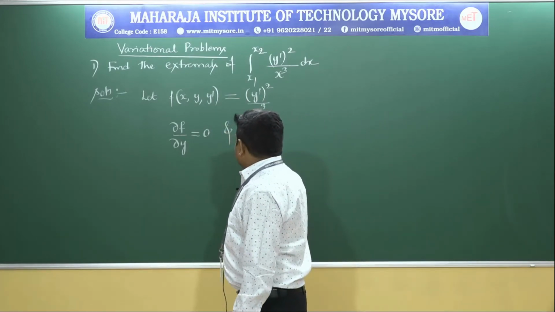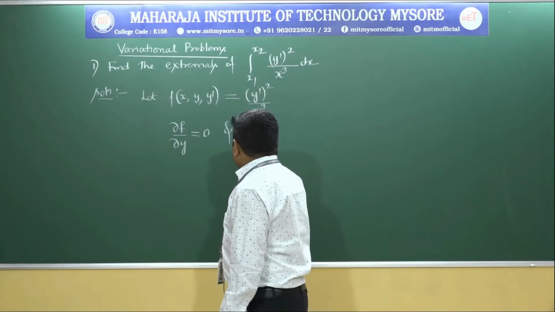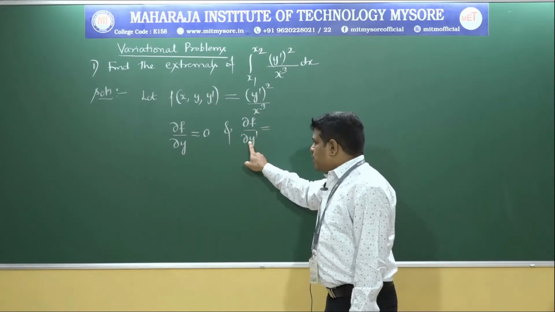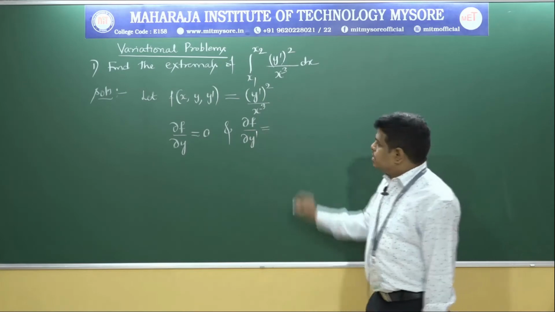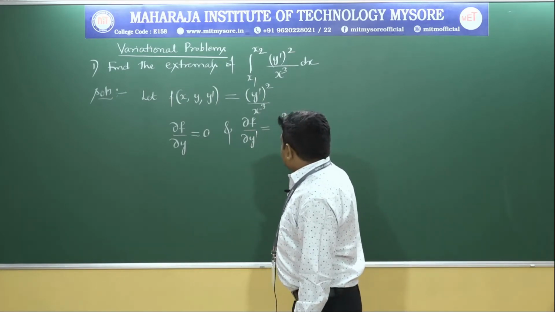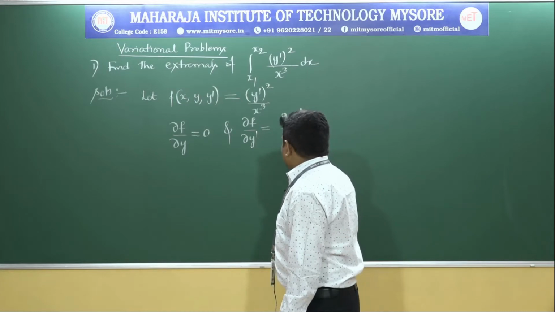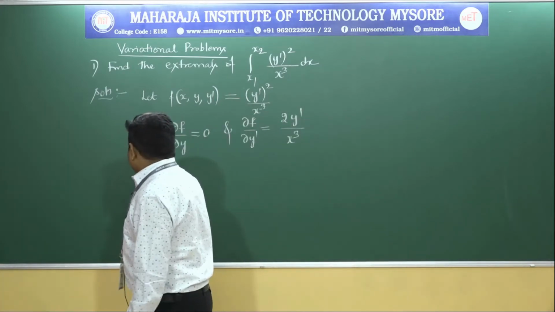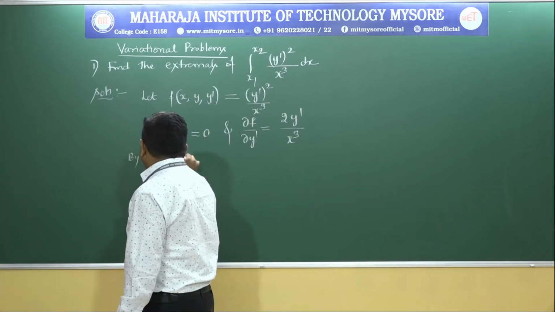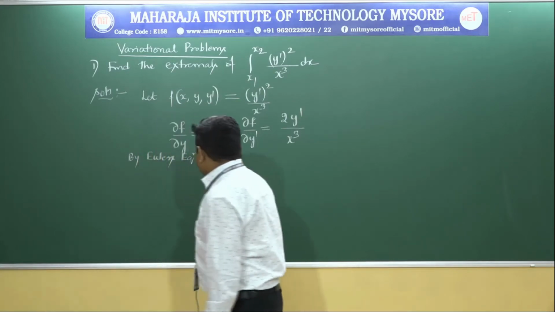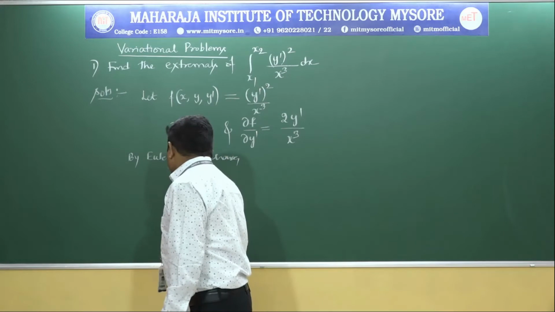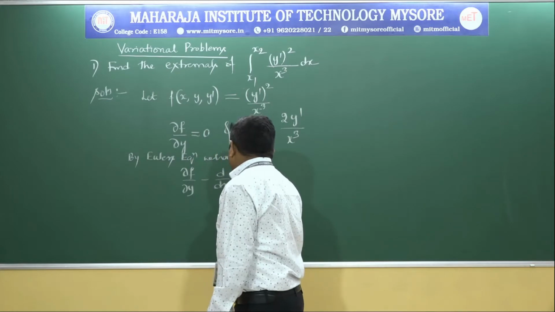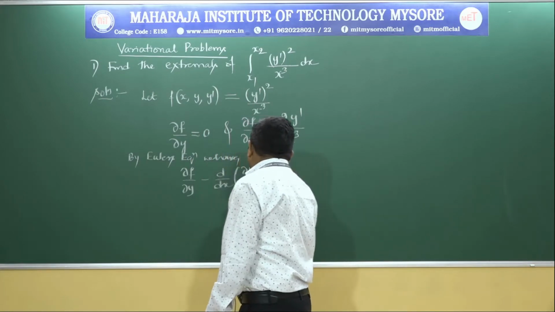Next, dou f by dou y dash, that is partial differentiation of f with respect to y dash. When you are differentiating with respect to y dash, partially x cube is constant. On differentiating this partially, you get 2y dash divided by x cube. Next, by Euler's equation, we have dou f by dou y minus d by dx of dou f by dou y dash equals 0.